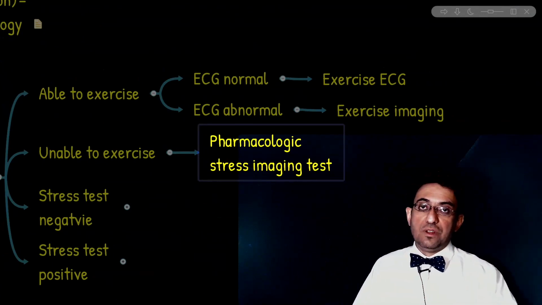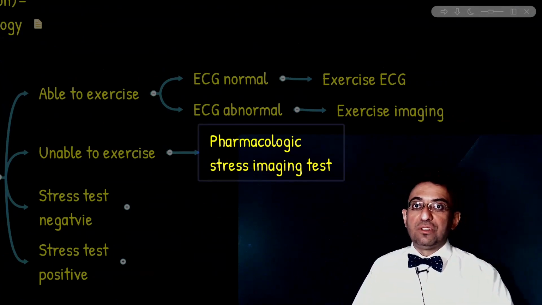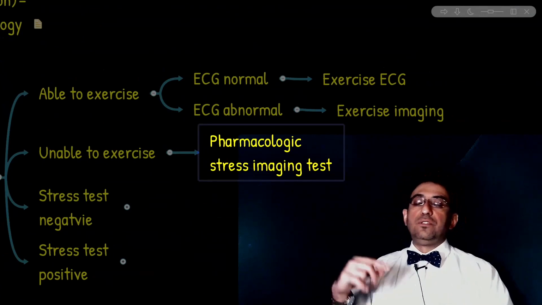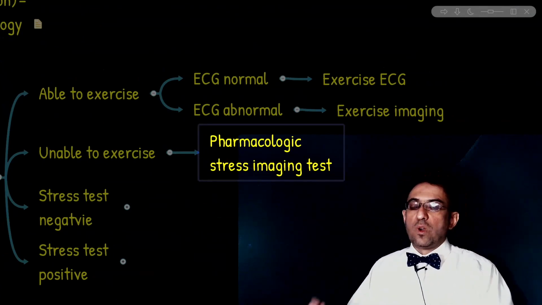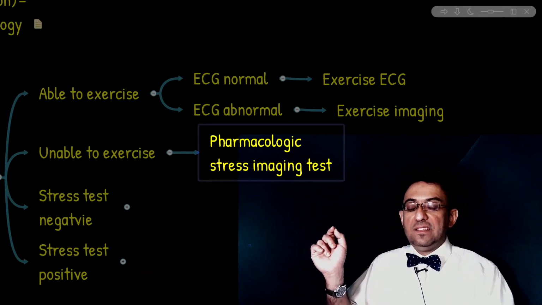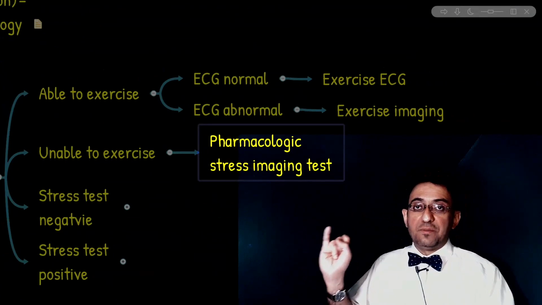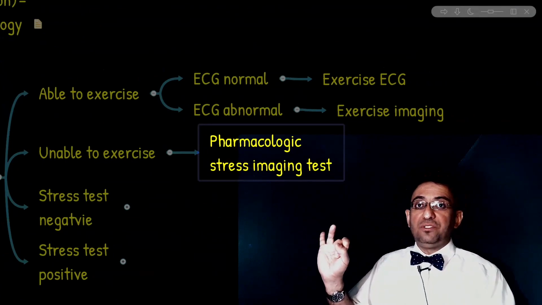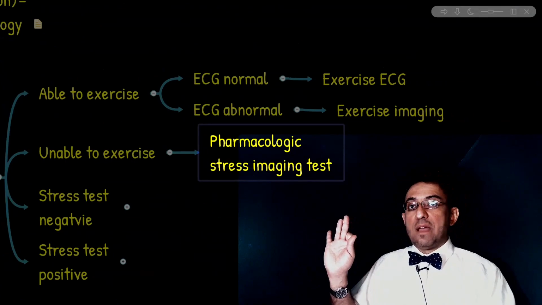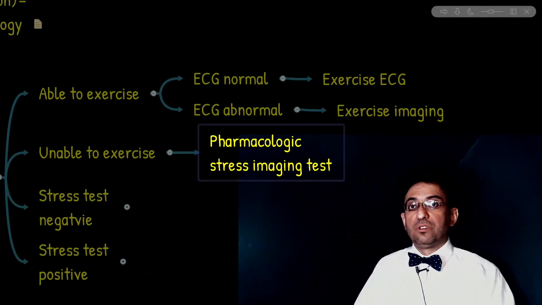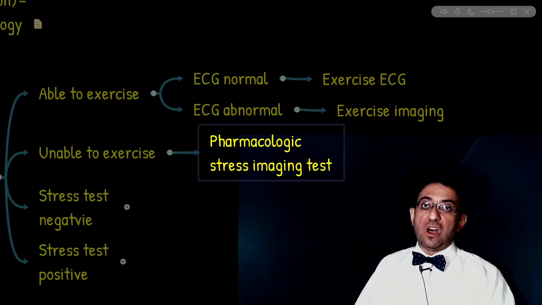The other criterion is that the patient is able to reach the target heart rate. If not, we need to use pharmacologic stress. Once more, what are the baseline ECG findings that make ECG not valuable for stress testing? Left bundle branch block, V pacing, ST or T abnormalities of more than 1 millimeter, and pre-excitation. Any of these conditions means we need to use other imaging such as echo or MPI.